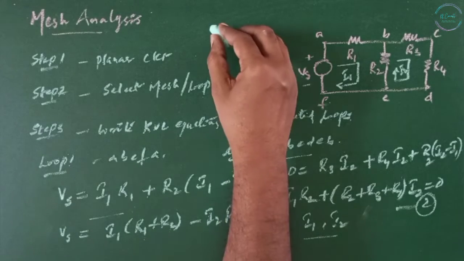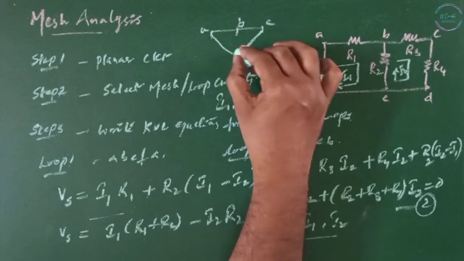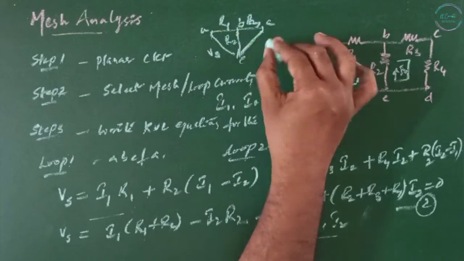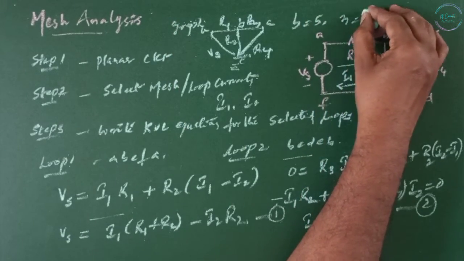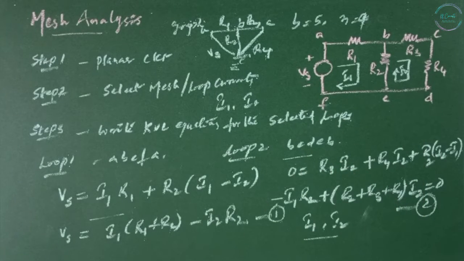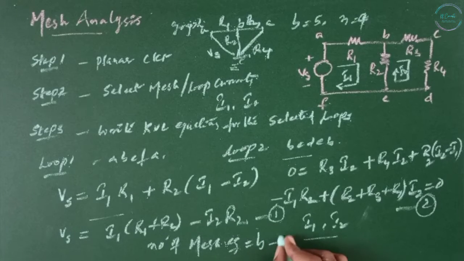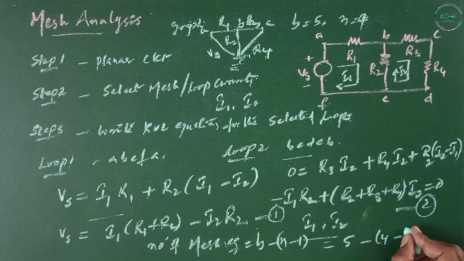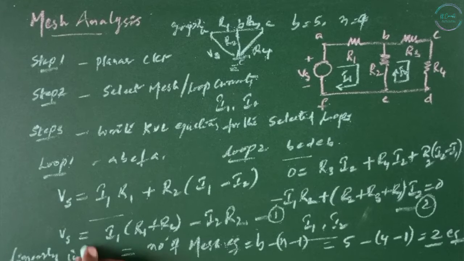For our circuit, we have a graph with 5 branches and 4 nodes, including the reference node. The number of mesh equations is given by branches minus nodes plus 1, that is 5 branches, 4 nodes, minus the reference node, and you are going to get 2 equations. So this is the formula for linearly independent mesh equations.